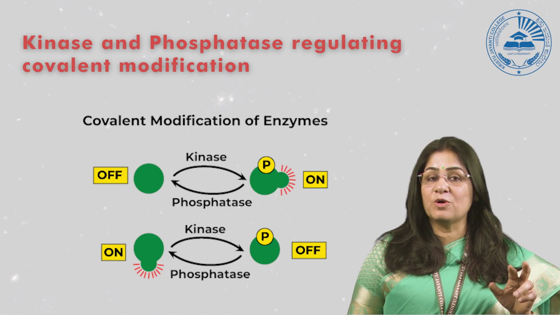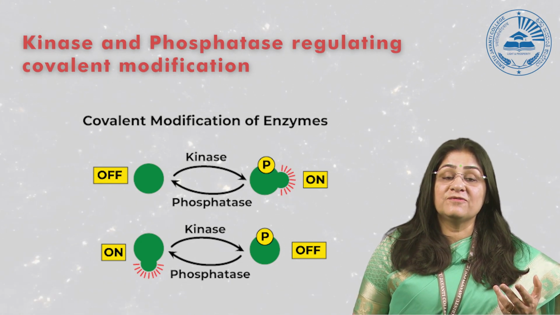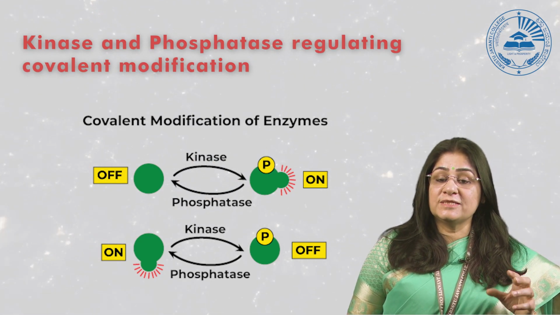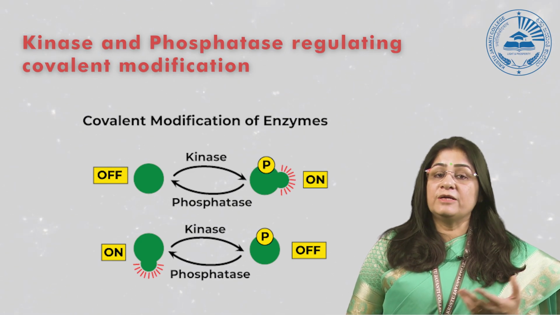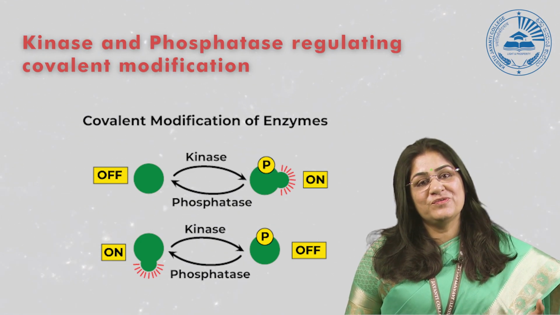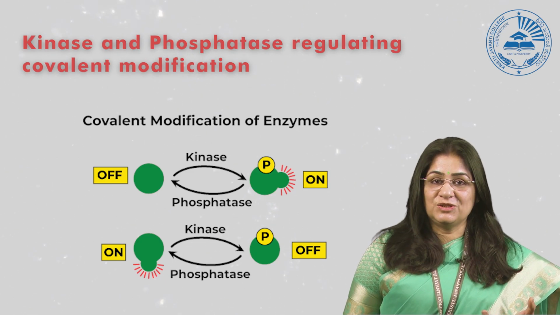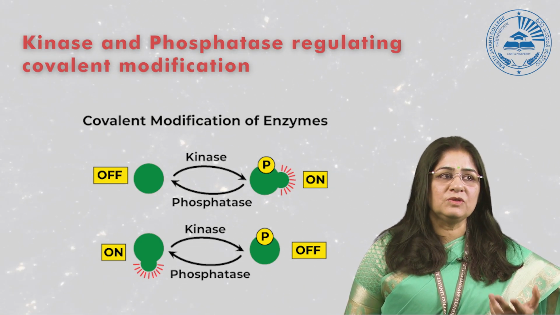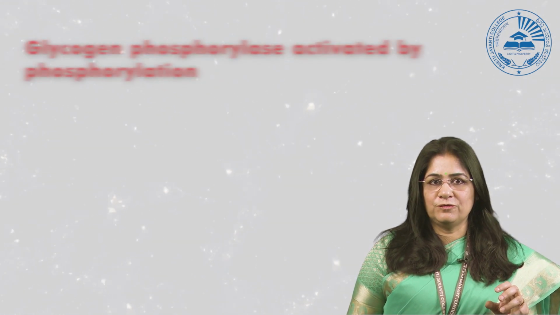This is a very important thing which you should remember. Covalent modification by the addition of phosphorus can activate one group of enzymes, while another group of enzymes becomes inactivated on the addition of phosphorus. Now we will understand it better with the example of glycogen phosphorylase.